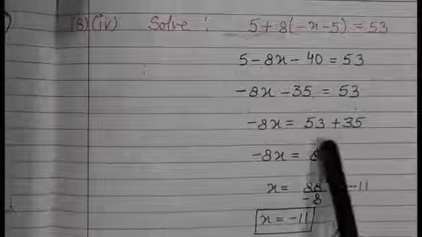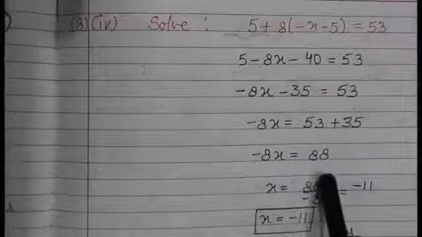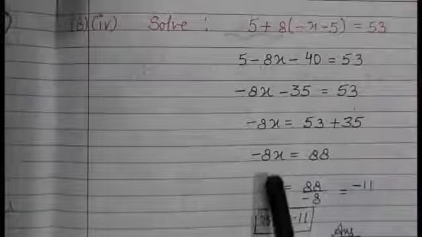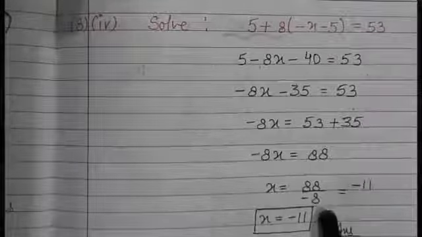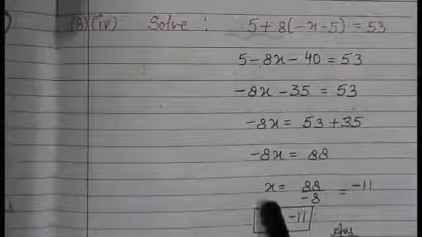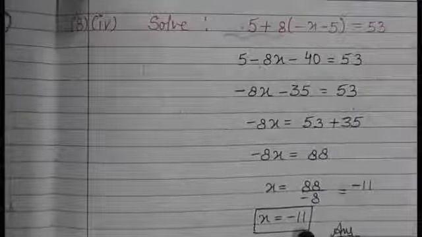5 minus 40 will be minus 35. When we transpose, we have to add. So minus 8x equals 88. Here minus 8 is in multiplication with x. When we transpose, we have to divide. So the value of x will be minus 11. Clear?